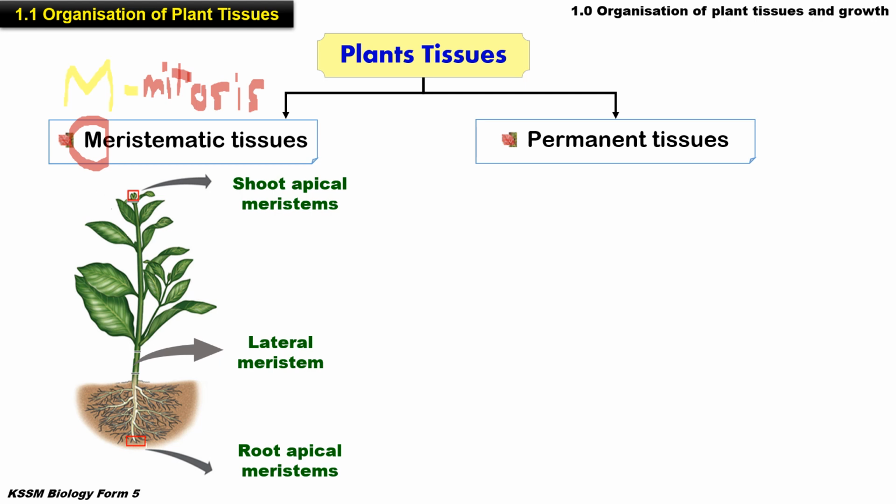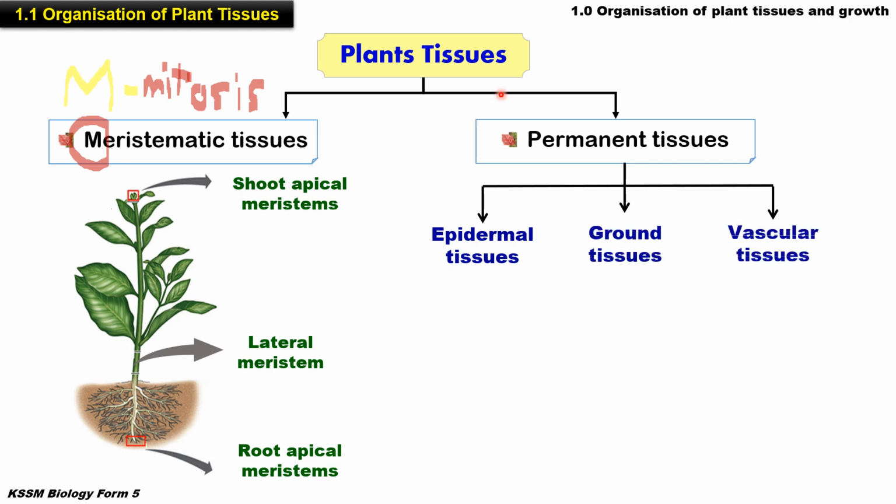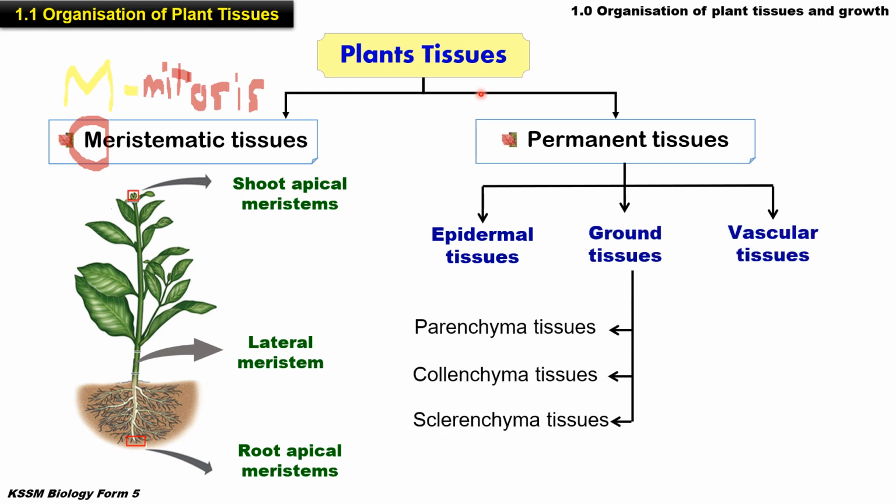Next, permanent tissue, the second type of plant tissue. Under permanent tissue there are 3 tissues: epidermal, ground and vascular. Epidermal maksudnya di bahagian outer part. Later on we are going to see. Ground has 3 tissues: parenchyma, collenchyma, sclerenchyma. And vascular tissue, the very famous one, is xylem and phloem. Apa benda ni nanti kita akan go through, don't worry.